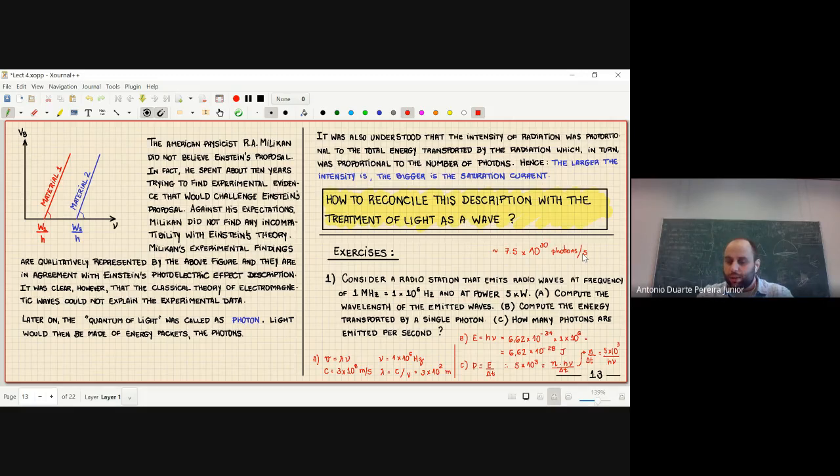So delta t is still here. I'm dividing n by delta t. This is the number of photons per unit of time. This is what I want to compute. So I just keep this here. This is something that I don't know. I want to discover what is the value of n divided by delta t.